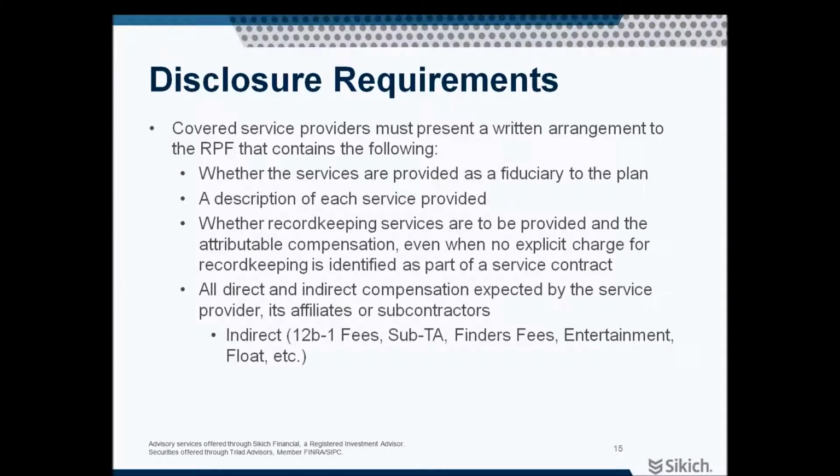So a direct fee is fairly obvious. You're charged X% on an annual basis for providing investment advisory services to a plan. Indirect compensation sometimes is a little bit more difficult to detect. And so a form of indirect compensation might be 12B1 fees, sub-TA fees, finder's fees. Sometimes these are paid by the mutual fund companies through the commission to the investment advisor, or in some cases to the third-party administrator if they're a producing TPA.